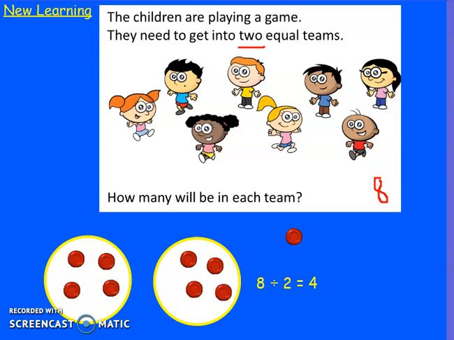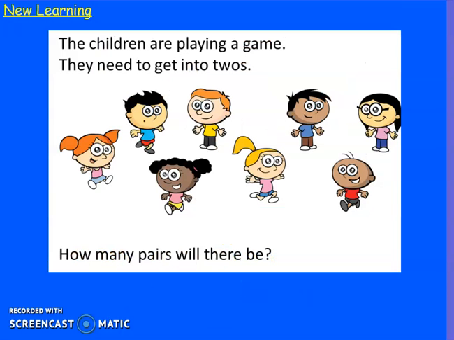Let's look at a different way to do a division problem. We've got the children again, and they're playing a game, but this time they need to get into 2s. How many pairs will there be? So instead of using the sharing method, this time we're using the grouping method, and we can write on the sheet to do that. So let's group these children into pairs.